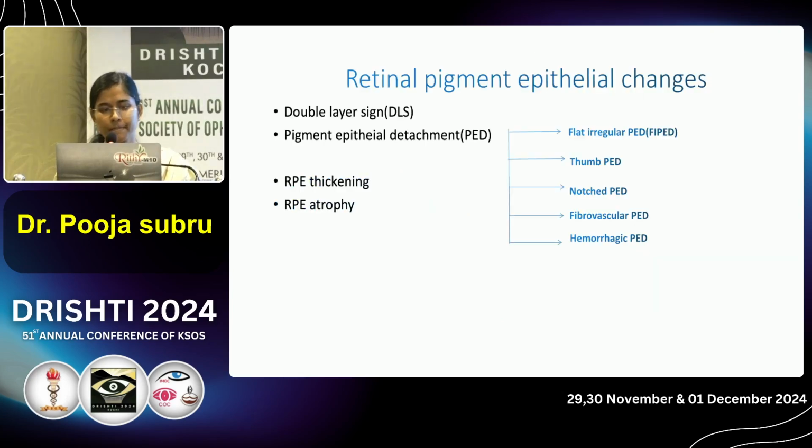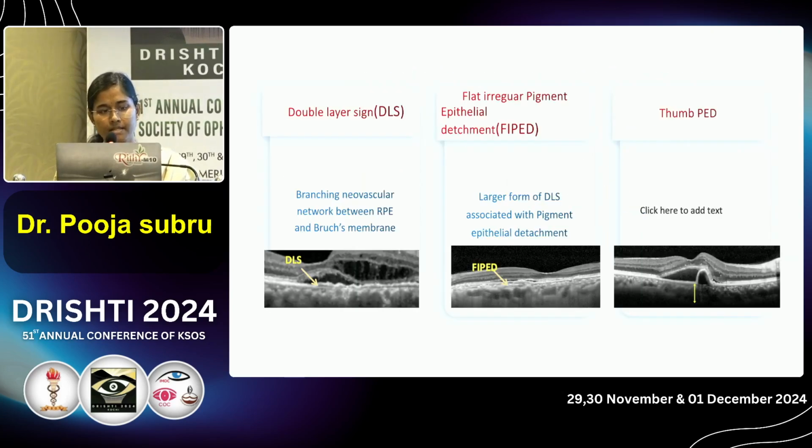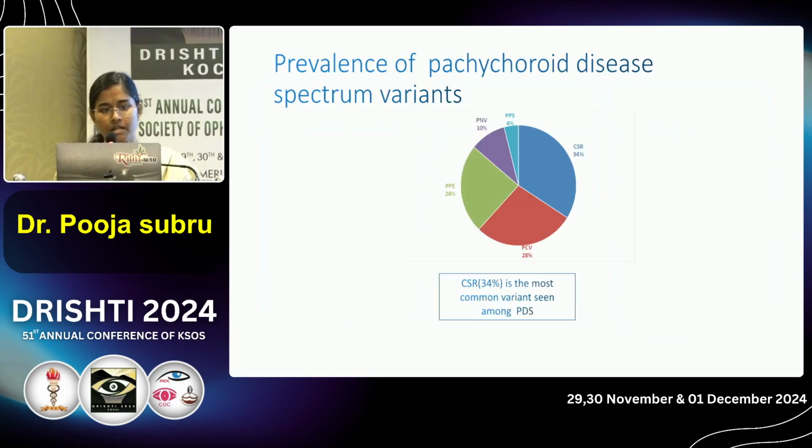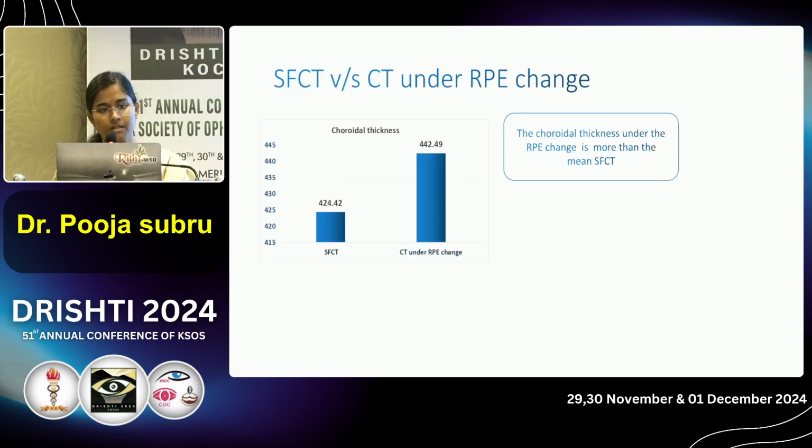The retinal pigment epithelial changes studied are AA sign, various PEDs like flat irregular PED, thumb PED, notch PED, fibrovascular PED, hemorrhagic PED. In our study, CSR was found to be the most common variant, followed by PCV, and PPE in about 1/4 of study subjects. The choroidal thickness under the RPE abnormality is found to be more than the subfoveal choroidal thickness. Therefore, the choroidal thickness under the RPE is more reflective of the disease activity.